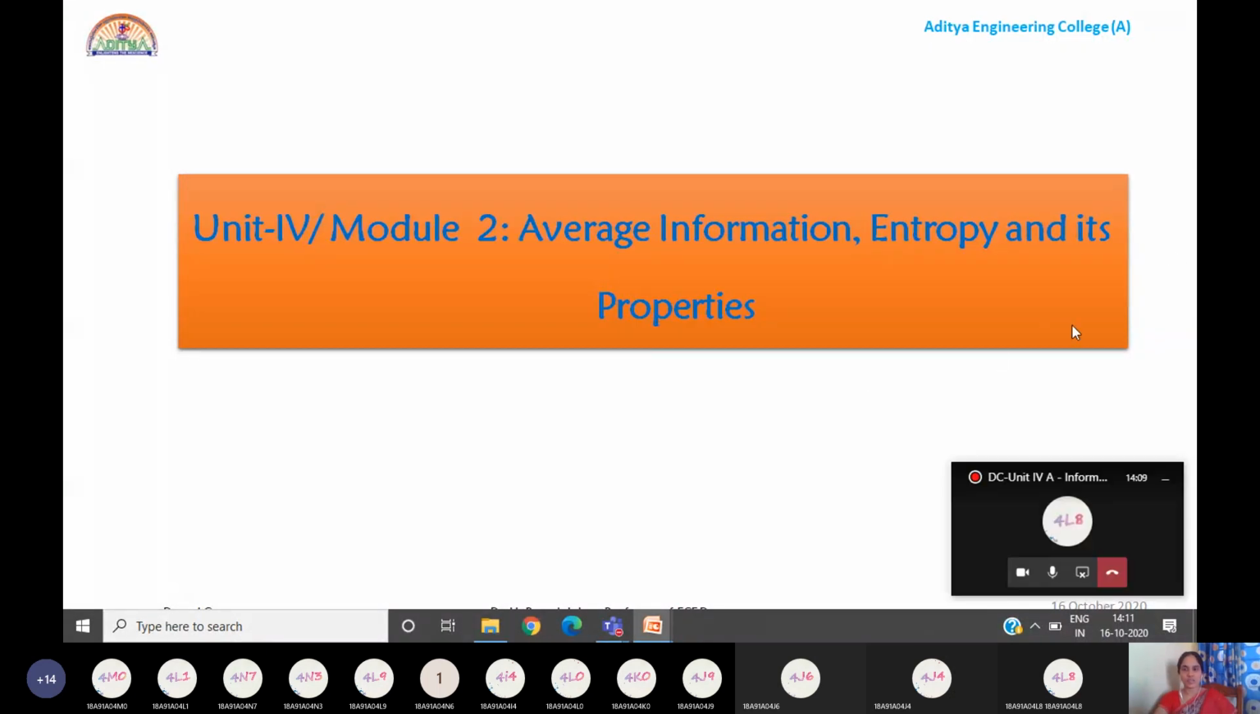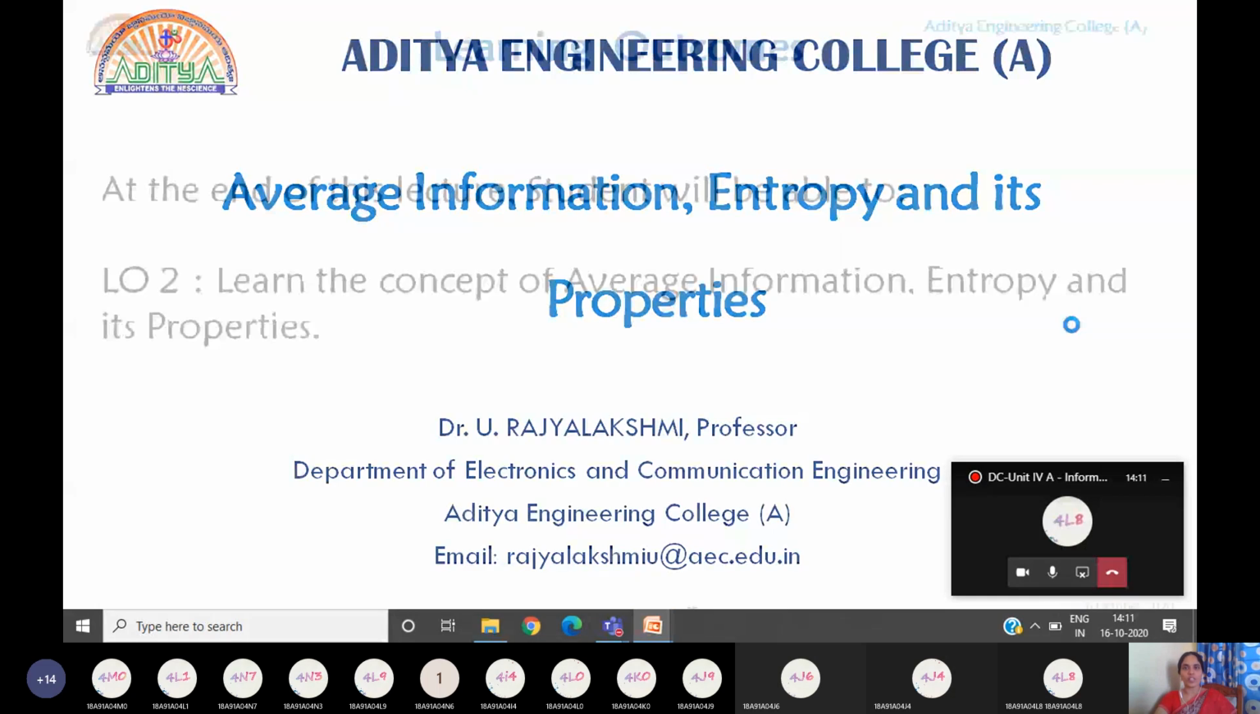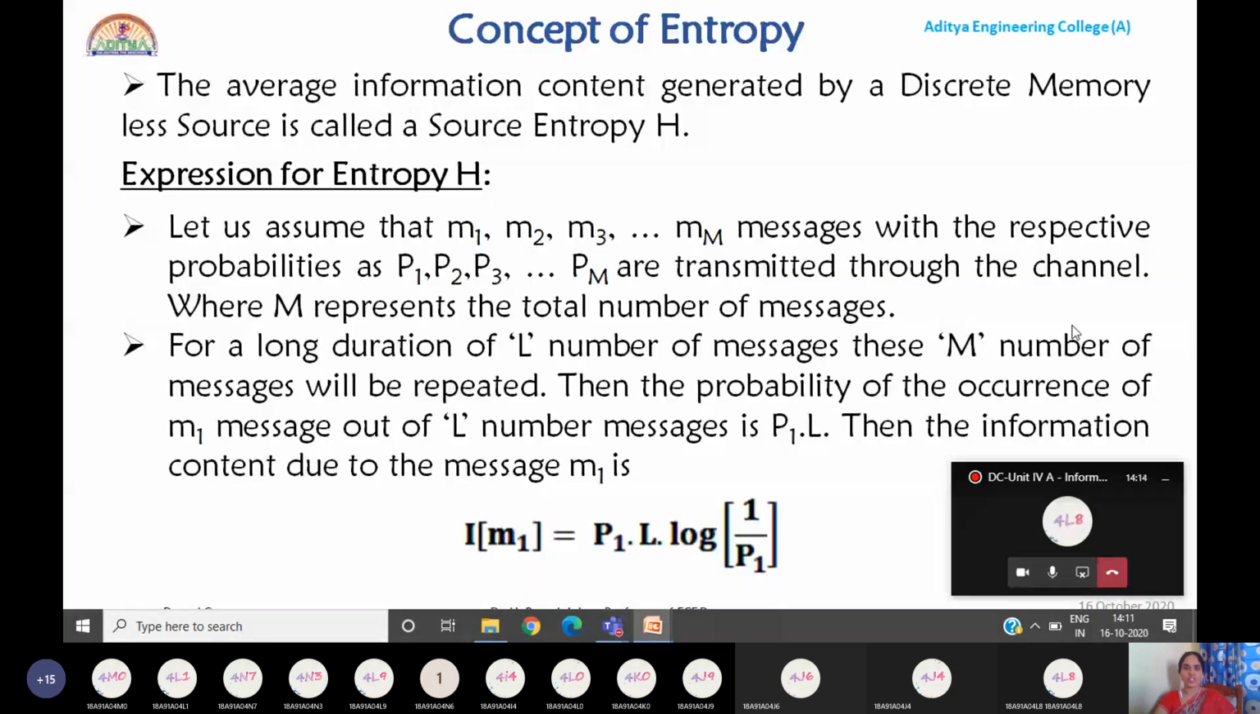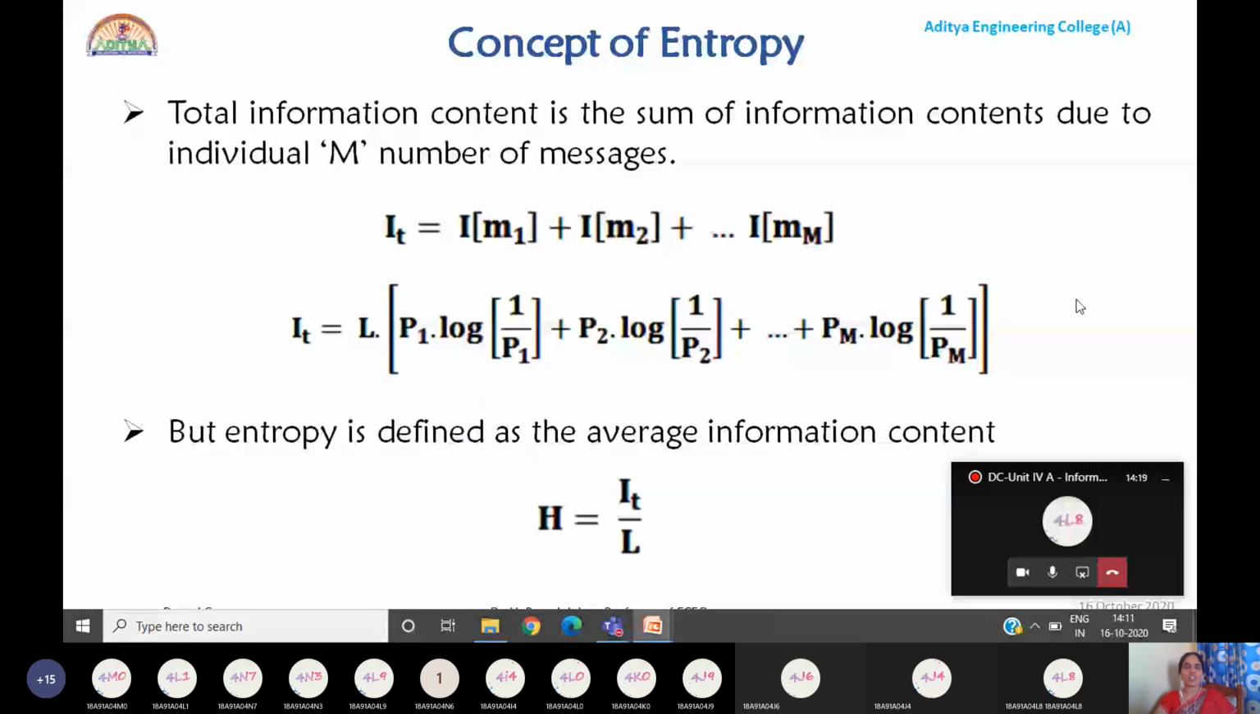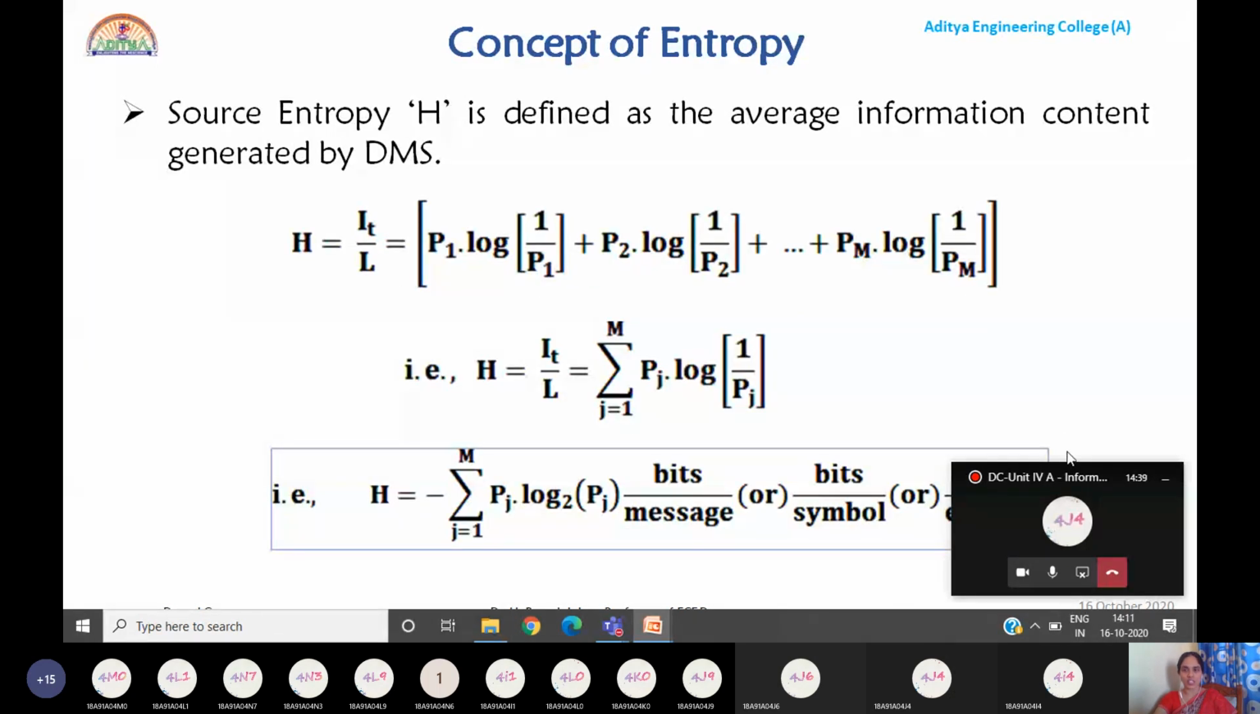Today we will discuss the properties of entropy. Already we stated some of the properties of entropy. So we defined that entropy is the average information content generated by the discrete memoryless source. It is defined as the ratio of total information content divided by the total number of messages. That is nothing but the average information content.